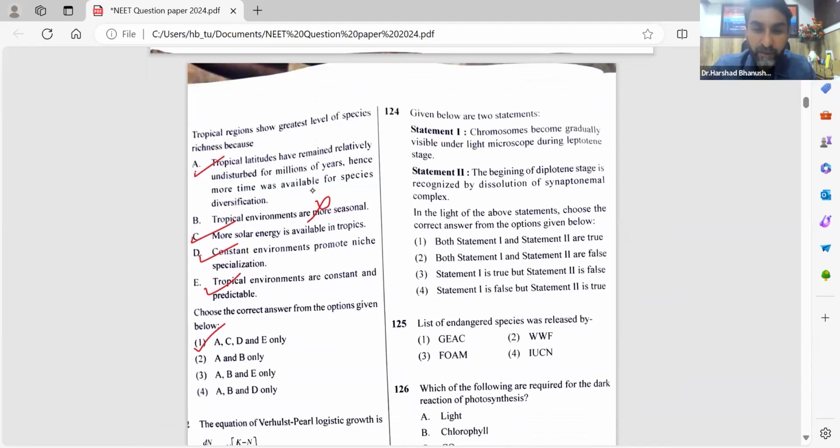Chromosomes become gradually visible under light microscope during leptotene. Yes, in leptotene the chromosomes start to become visible. The beginning of diplotene is recognized by dissolution of synaptonemal complex. This is also correct. So both the statements are true. So answer would be option 1.